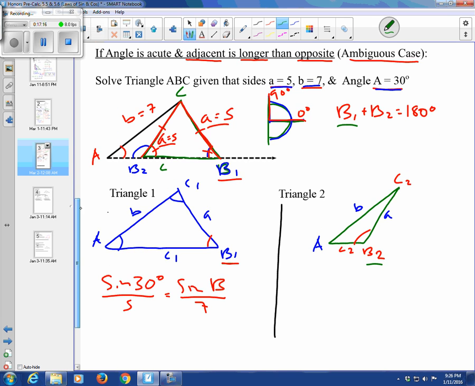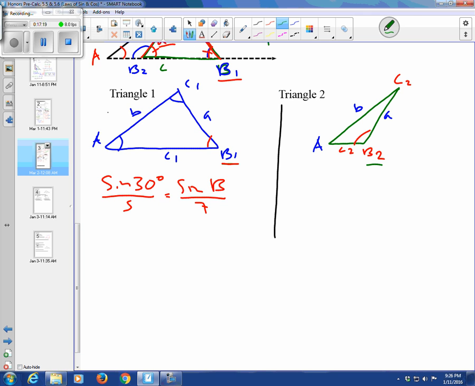So what I want you guys to do right now is to go through and solve the first triangle here.